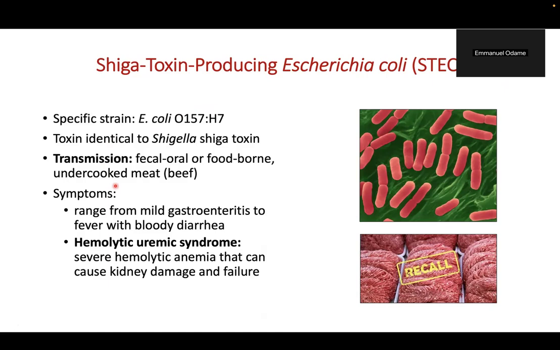And we also have hemolytic uremic syndrome. Basically, you have severe hemolytic anemia that can cause kidney disease and failure. So just be careful of eating raw meat. If you are into eating raw meat, just be careful.